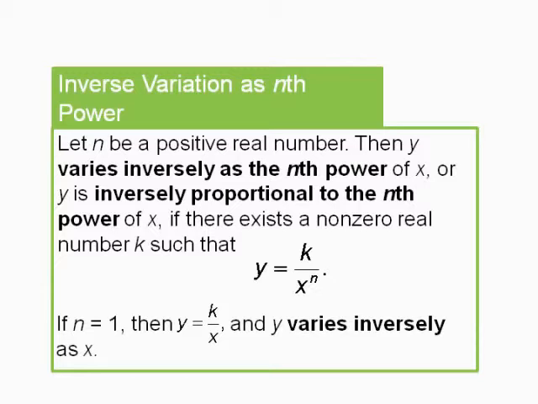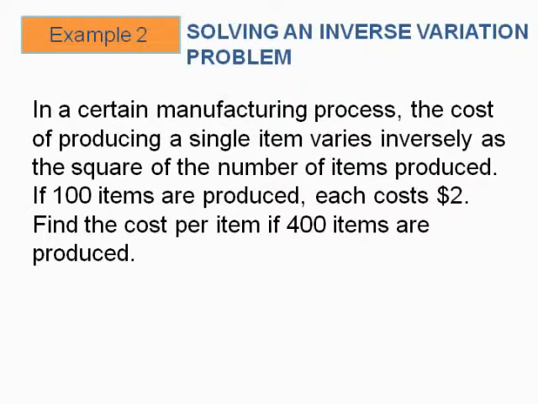Inverse variation is the nth power. y would equal k over x to the n power here. So y varies inversely as x, as we talked about earlier. Let's get to some problems with it, though, so we can learn how to set things up.